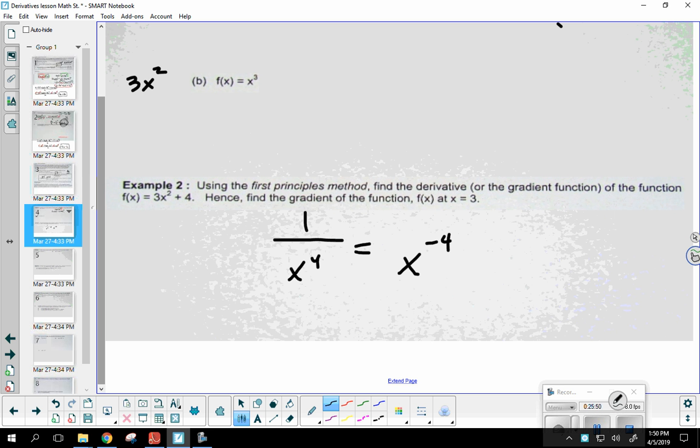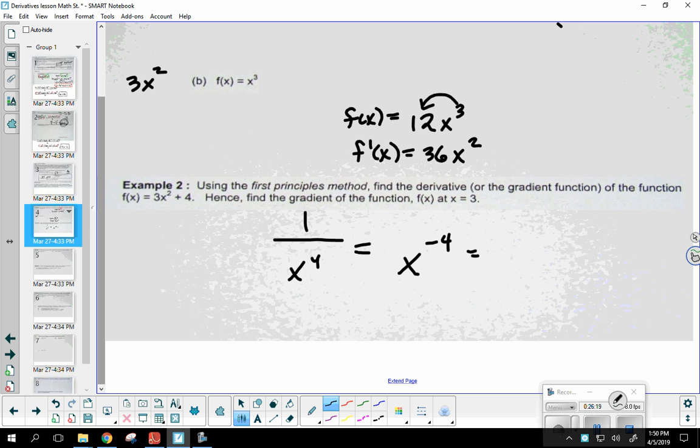If I were to give you something like 12x cubed, let's say this is f of x, what's the derivative? There you go. You bring the power to the front. If there's already a coefficient there, you multiply those. So that would be 36, and then you subtract 1 from the power. So see, rewriting this with a negative exponent makes it really easy to do that.